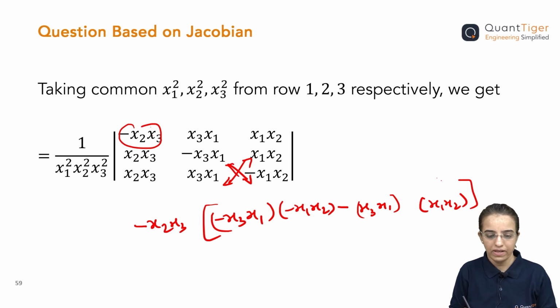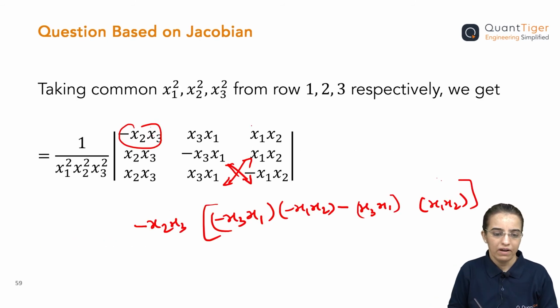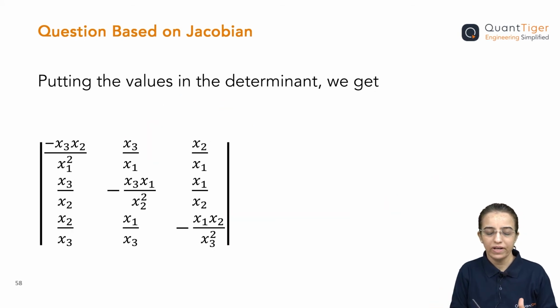So if I simplify this for one term, the same way I will apply it for each of these terms and simplify the determinant. Finally, I will take x1 square, x2 square and x3 square common, putting all the values which we found in the previous step for del y1 upon del x1 and del y1 upon del x2, and all these values we will keep in the Jacobian determinant which we found in the first step. So then this determinant will look in this format.